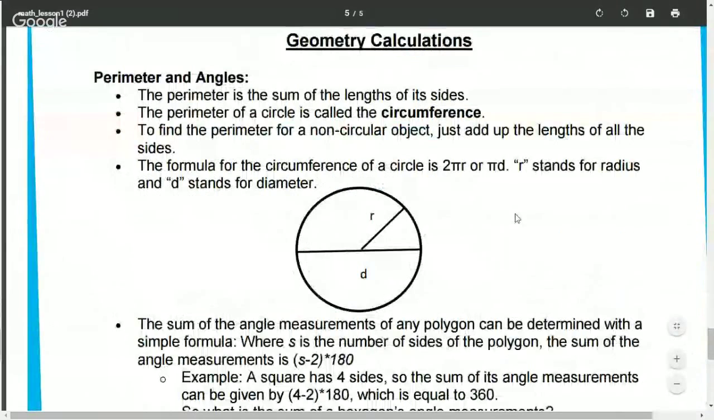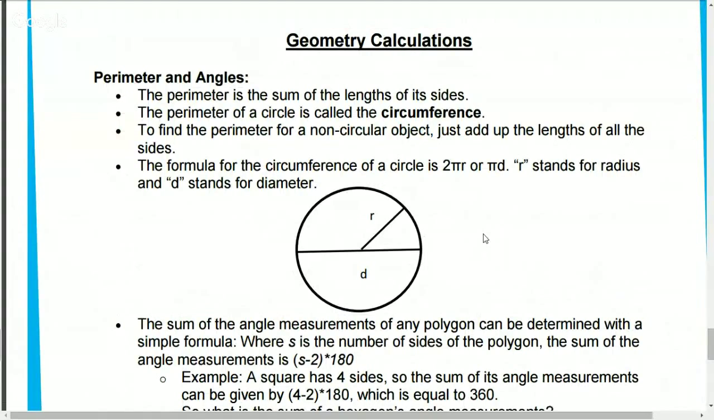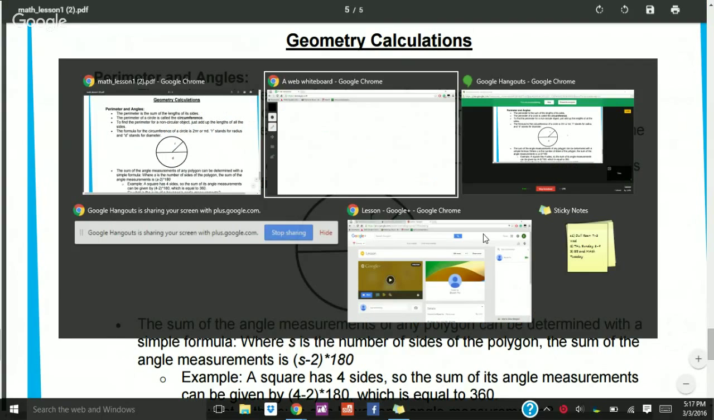And now geometry calculations: perimeters and angles. The perimeter is the sum of the lengths of its sides, and the perimeter of a circle is called the circumference. To find the perimeter, add up the side lengths of all the sides. That's pretty self-explanatory. The perimeter is the outer region, so you add up all the sides. And the formula for the circumference of a circle is 2 pi r or pi d.